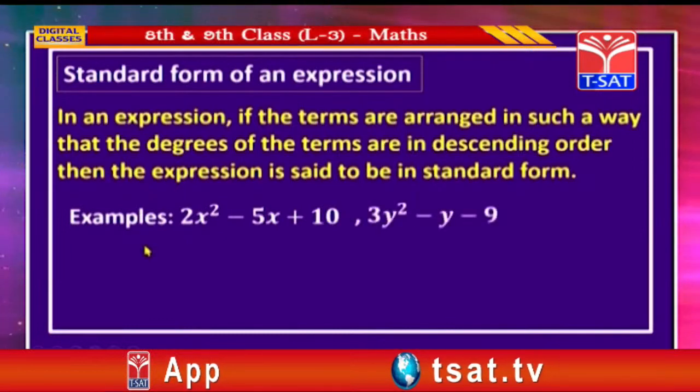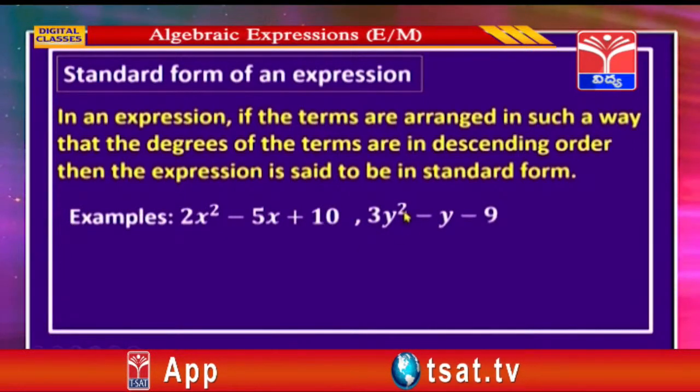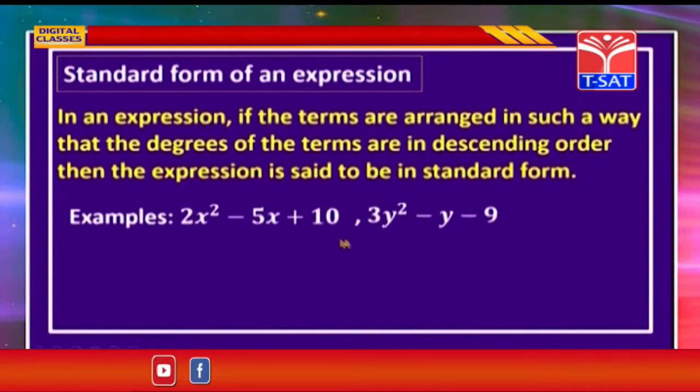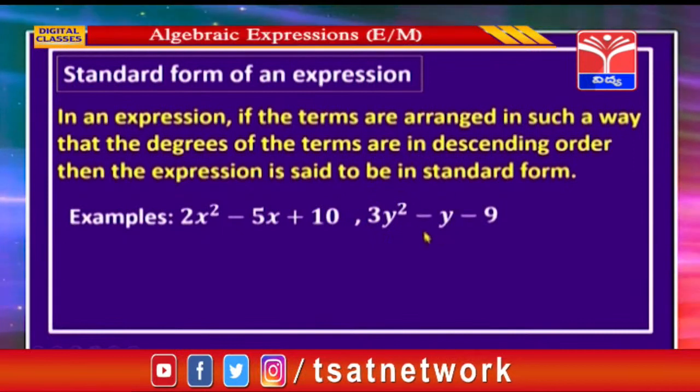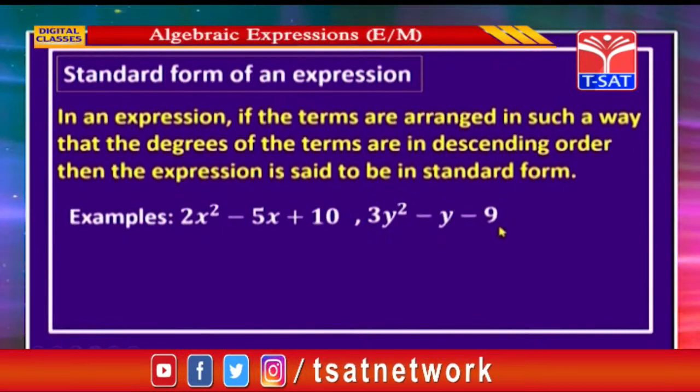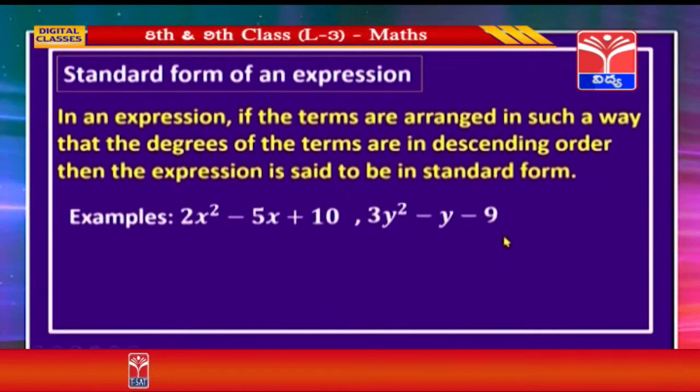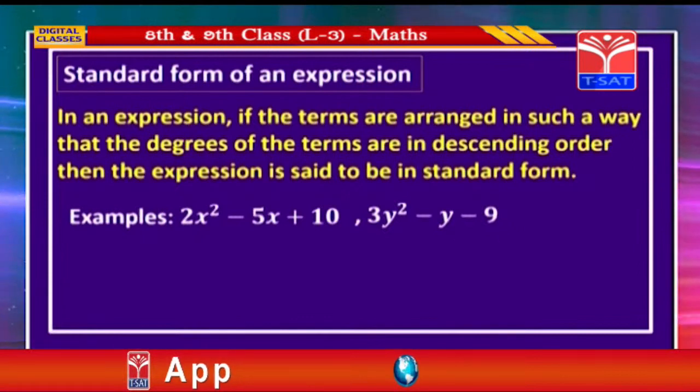Let us take one more example, children. 3y square minus y minus 9. Now in this case also, the degree of the first term is 2, the second one is 1, and the last one is 0. So they are in descending order, so it is said to be in standard form.